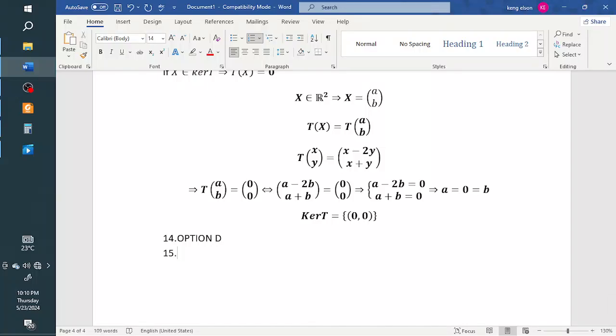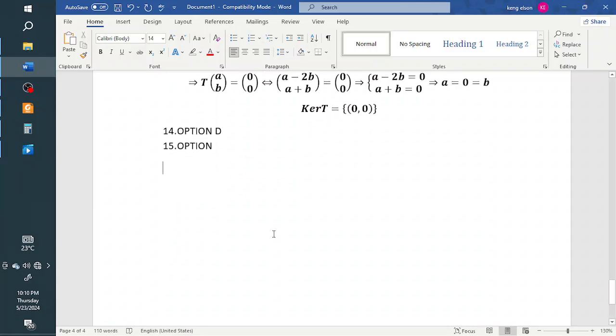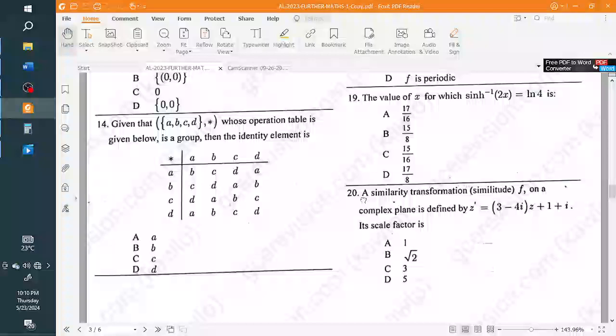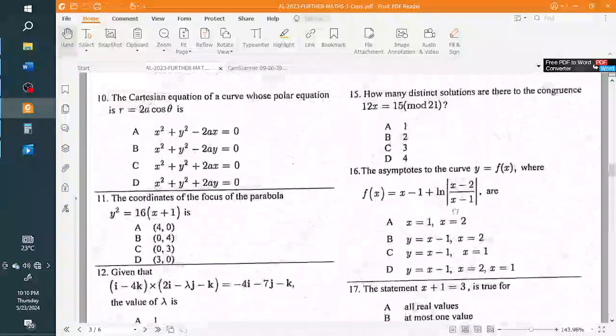How can they say the question and the option is the answer of the identity element? Very weird. Alright, let's go to question 15.